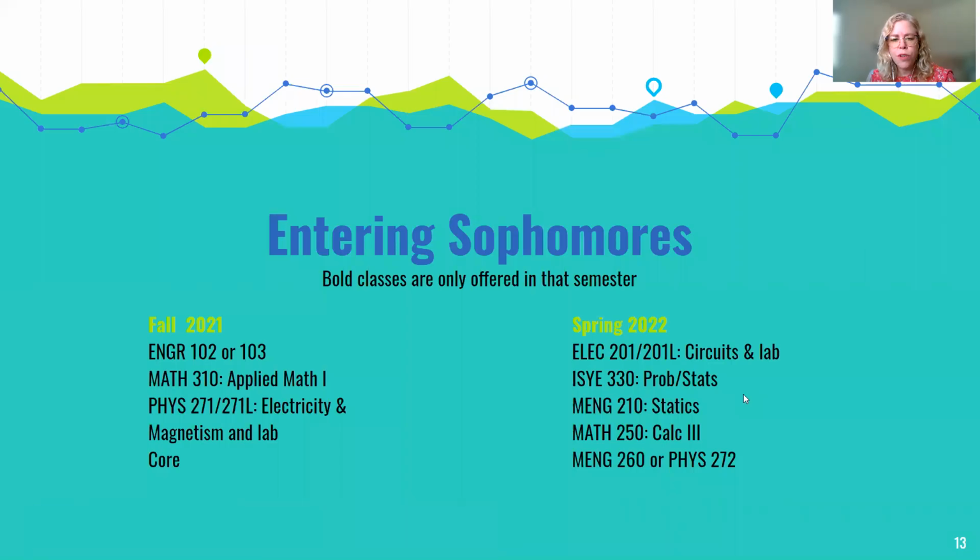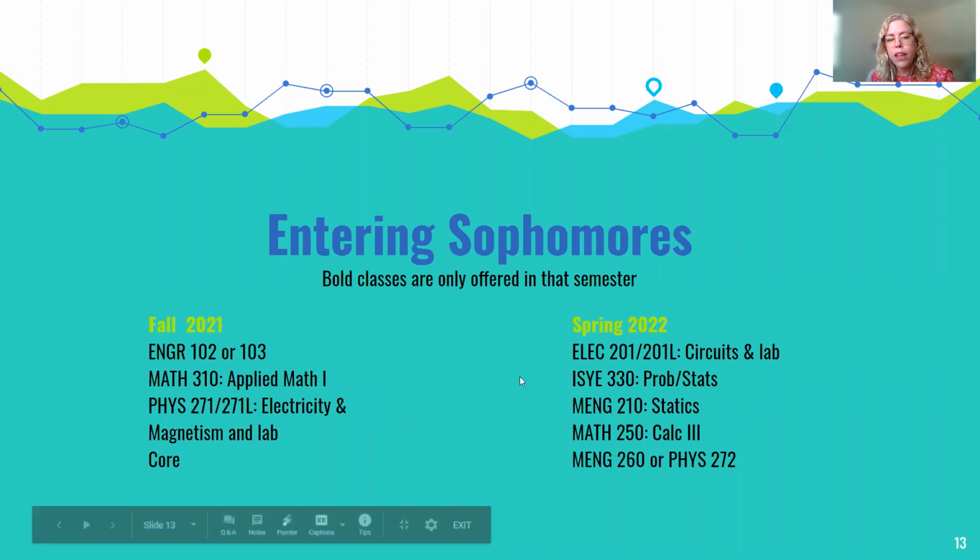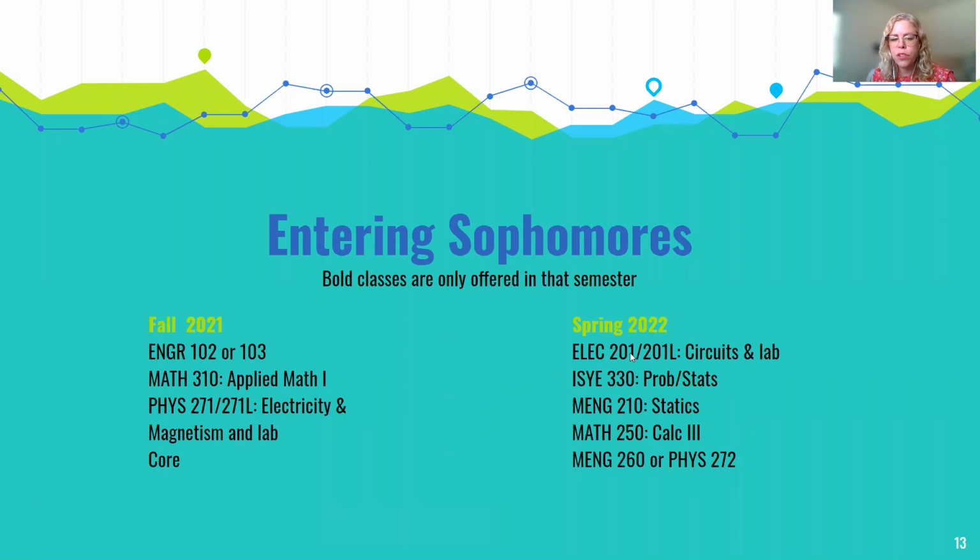Entering sophomores. So if you're a first-year student now, and this will be coming up to your second year, this is what we recommend for coursework. The really important sequence here is that you complete electricity, magnetism, and applied math so that you can take circuits in the spring. Circuits is the main prereq for all of the junior level classes.